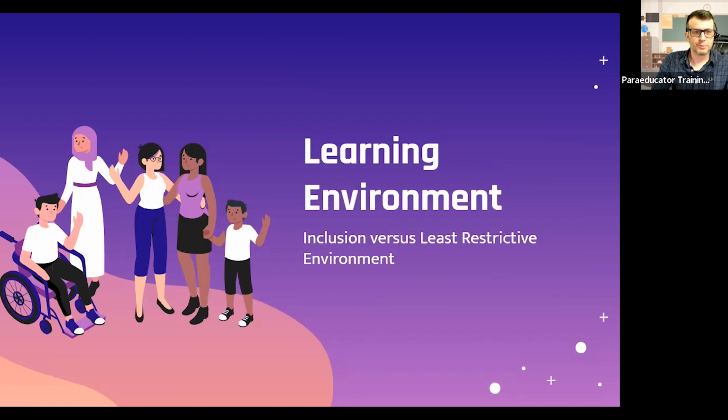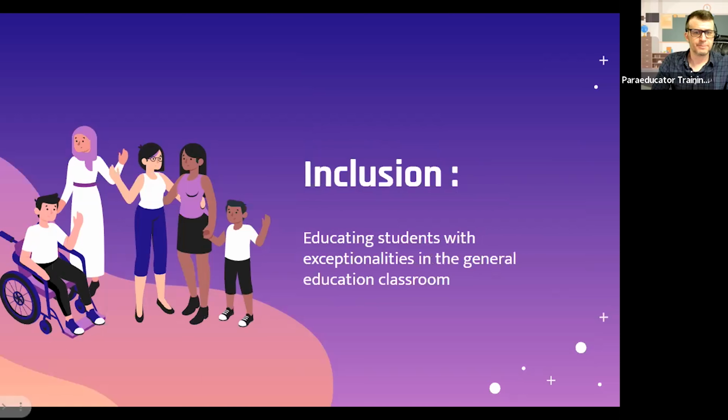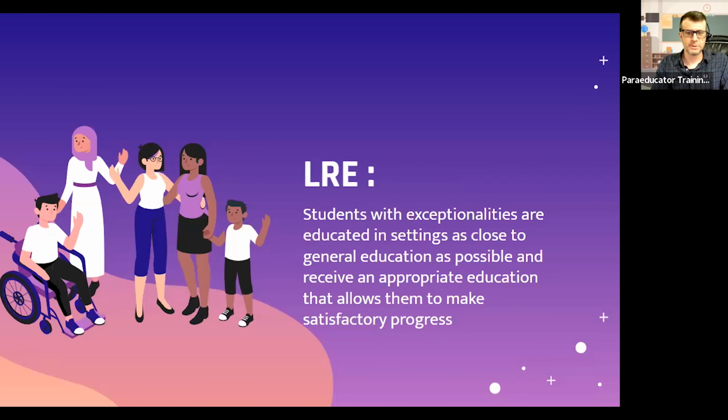Let's move along to continuing our discussion of the learning environment. Inclusion, least restrictive environment, LRE. For the purposes of this discussion, inclusion has to do with educating students with exceptionalities in the general education classroom. And we remember that LRE is the least restrictive environment. Students with exceptionalities are educated in settings as close to general education as possible and receive appropriate education that allows them to make satisfactory progress.